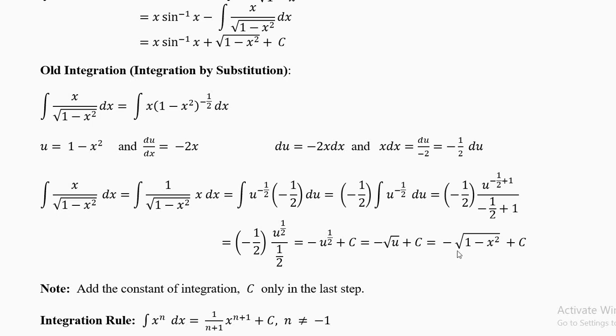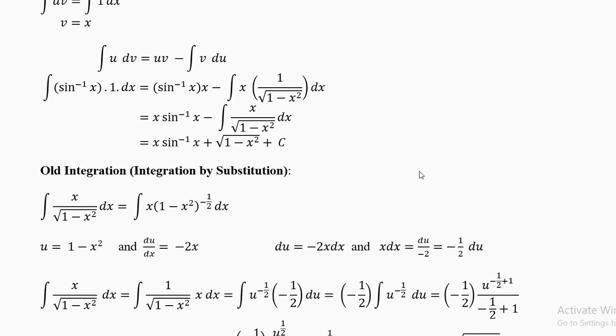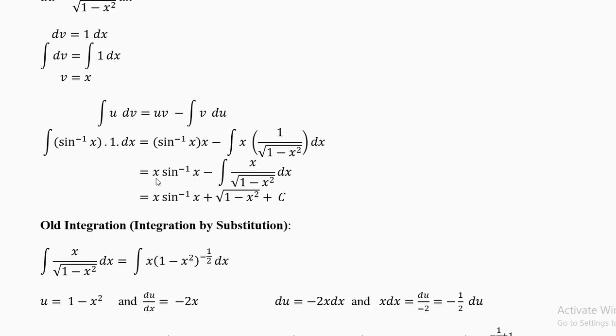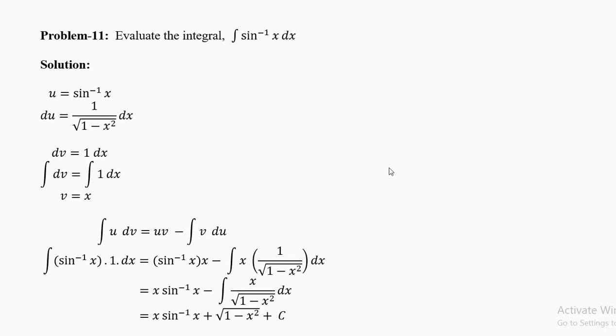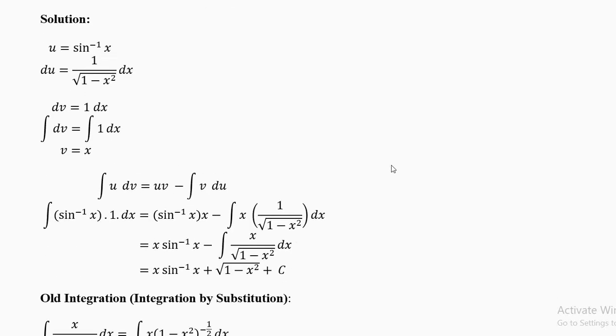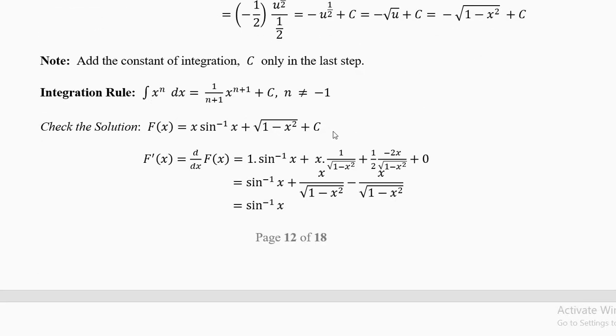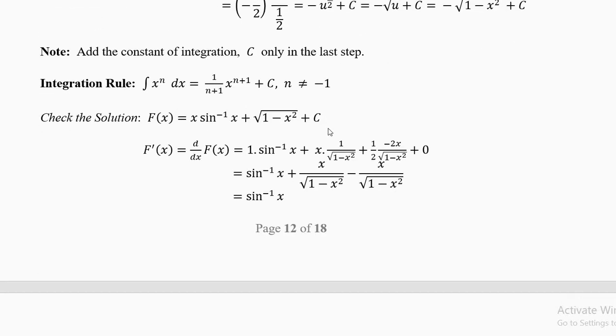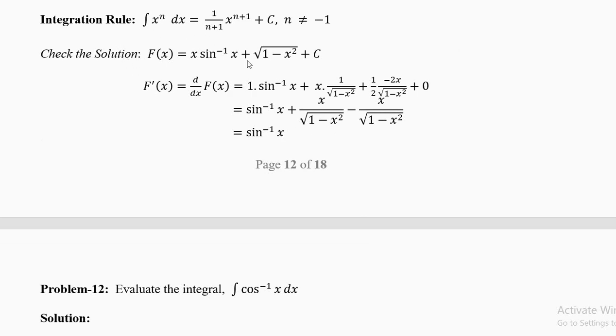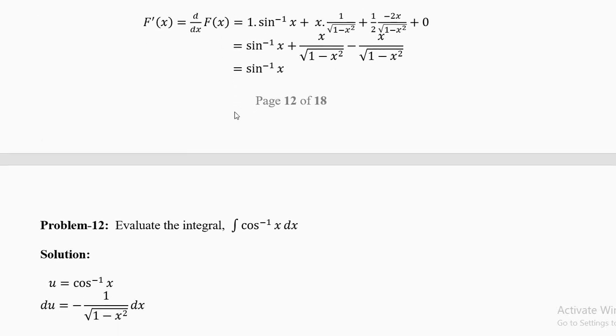And put back the value of u. It is minus square root of 1 minus x square. So your final answer is x sine inverse x plus square root of 1 minus x square. You'll get a minus in this integration after substitution, and this minus here. Both minus into minus is plus. So that's what is happening here in this question. We'll be discussing these things again in the class, and you have to check your answer by differentiation.